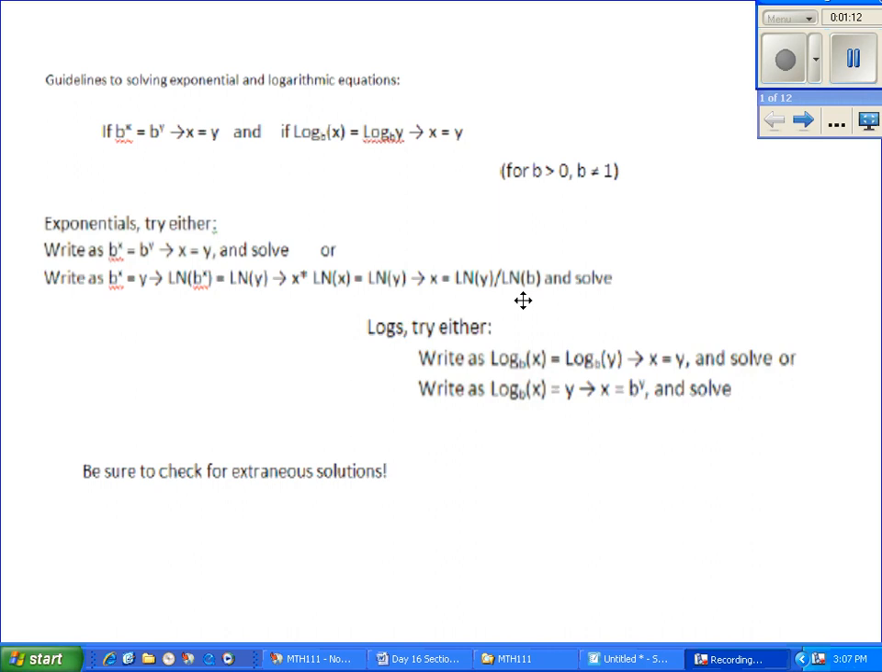Now for log equations, two strategies we use the most: if the two log functions are equal to each other and the bases are the same, then the inputs, the interior functions here, have to equal each other. Or if we have a log function equal to a constant, rewriting in exponential form allows us to get at the input here, and then we can usually solve from there. And just a reminder to watch out for extraneous solutions.